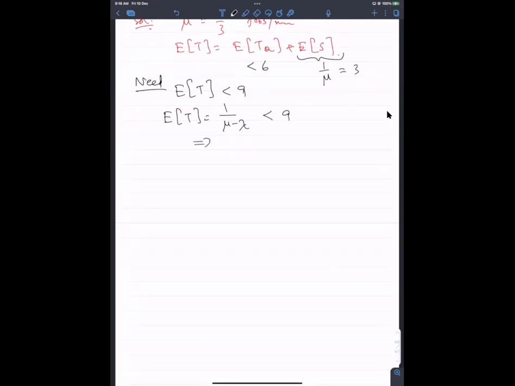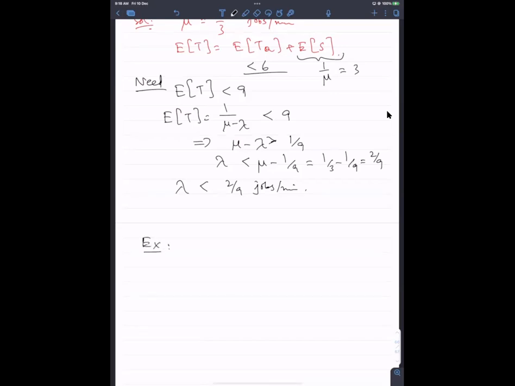Which implies that μ − λ should be greater than 1/9, which means lambda should be less than μ − 1/9, which is equal to 1/3 − 1/9, turns out to be 2/9. So lambda must be kept under 2/9 jobs per minute. इससे छोटा अगर होगा तो आपकी Q का size जो है वो 6 से नहीं बढ़ेगा. Q का size 6 से नहीं बढ़ेगा.